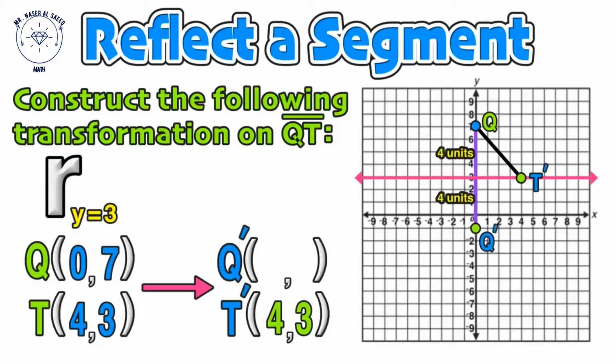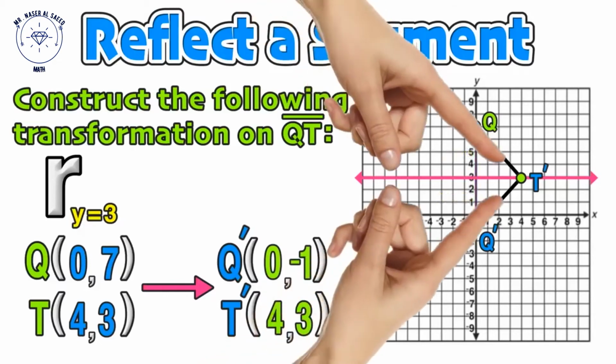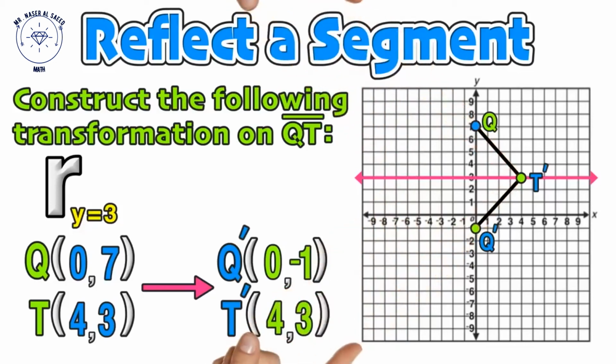Now the other endpoint Q still needs to be reflected. We are just going to count how many units Q is from the line of symmetry. We count 4 units, and we repeat the distance on the other side, another 4 units, and plot the image of Q prime. Finally, we can construct line segment Q prime T prime and identify the coordinate of Q prime at (0, -1).